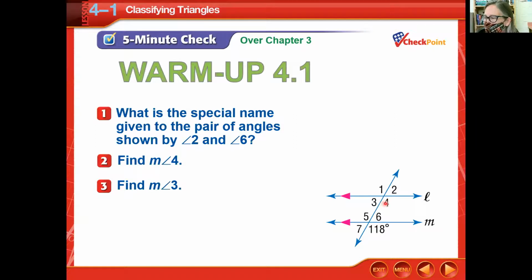The measure of angle 4 is going to equal this angle right here, which is 118 degrees, because they're corresponding angles. And then for angle 3, angle 3 and angle 4 are beside each other. Remember, they're called a linear pair, and they will be supplementary. So if angle 4 is 118, then angle 3 will be 180 minus 118, which is 62 degrees.